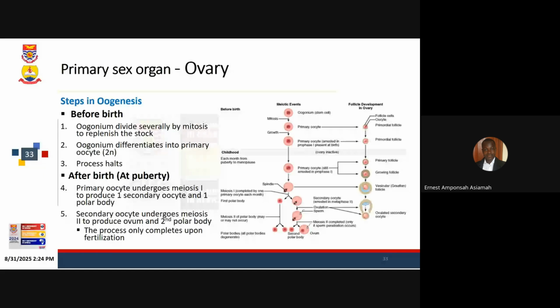Fertilization. Now, whilst the egg cells are developing, there are supporting cells which grow alongside the oocytes. Okay.